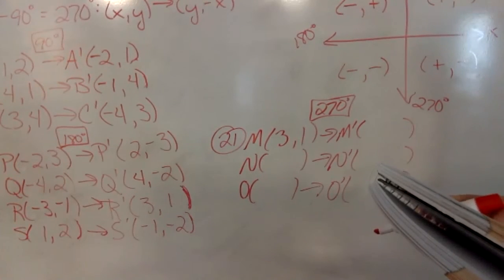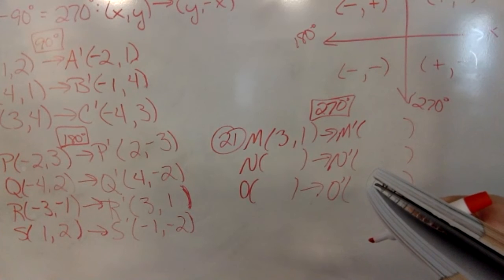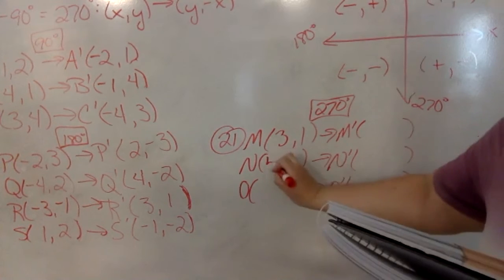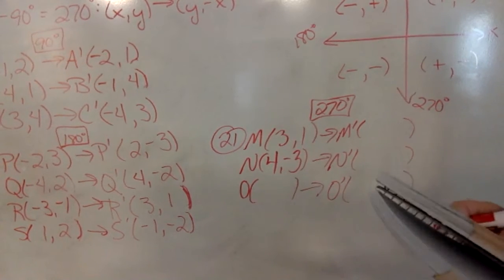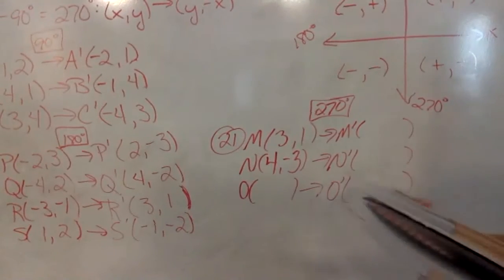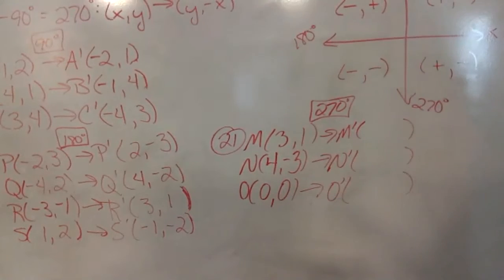Point N, I go 1, 2, 3, 4 over, and 1, 2, 3 down. And then point O, does it go anywhere? No. So it is the origin, which is at 0, 0.